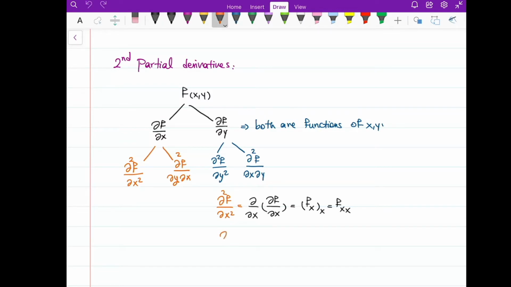Similarly, I can find the second partial derivative of f with respect to y and x. What is this one? This one is like I have the partial derivative of f with respect to x, and then I took the derivative of this function with respect to y.